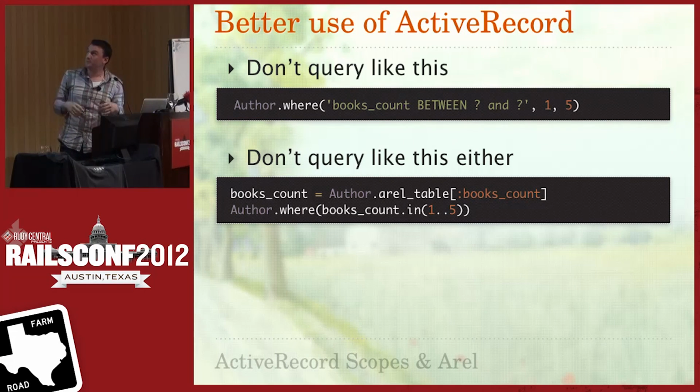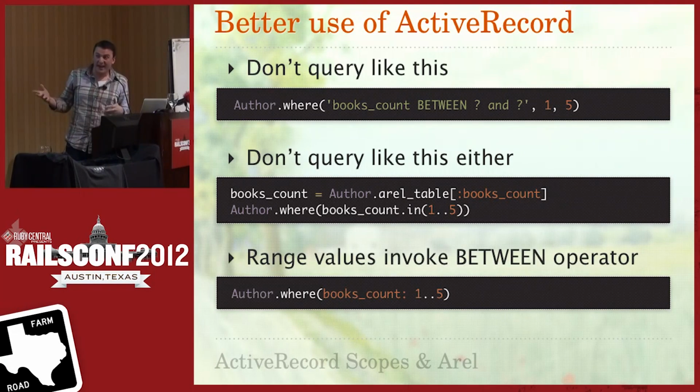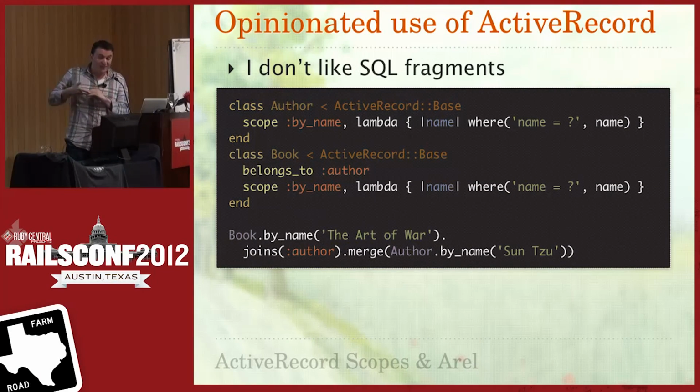But there is a better way of doing this one as well, and hopefully you figured it out by now. It's also using that hash in where, and it's just the value of that key value pair. If it's a range, it actually calls that same in method under the covers, and since that's a range, it'll cause a between operator to get used in SQL. All right, so you probably figured out by now, I don't like the SQL fragment way of doing things in what you give to where. And I'll give you another example of why I don't like that.